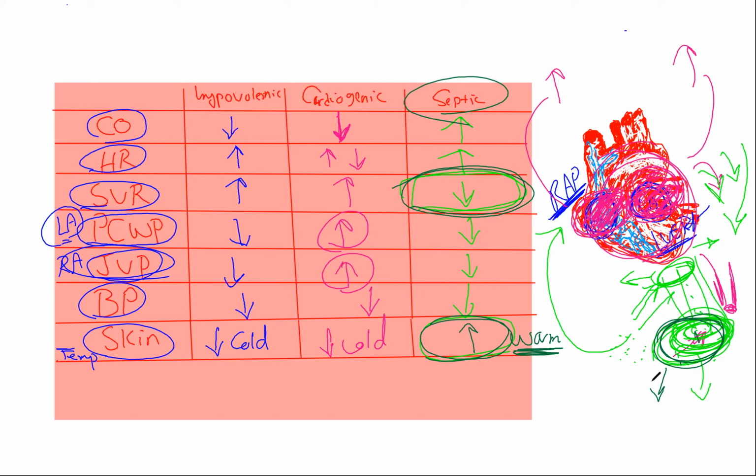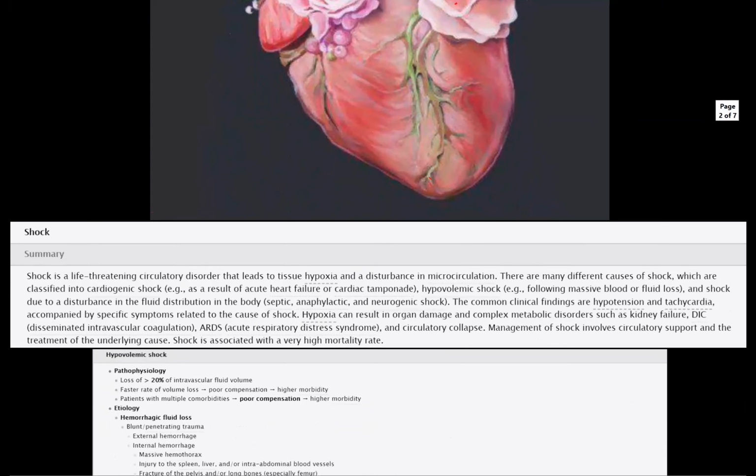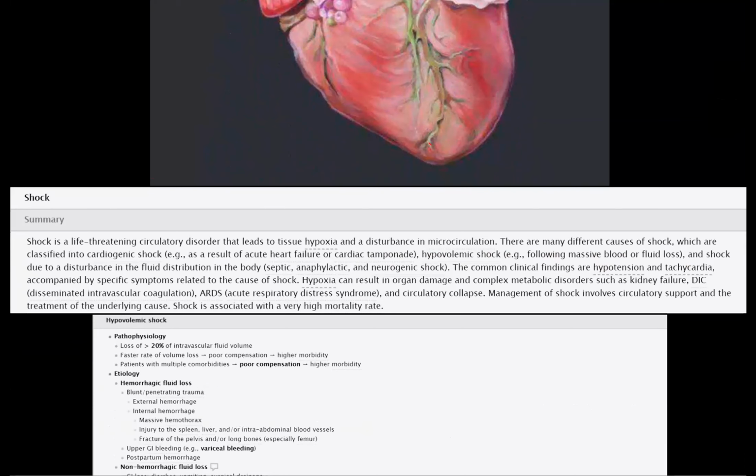Now we will go to the file to make it easier for us to know the treatment options, the diagnostics, and all of that. Here we will talk in brief about the shock definition and types of shock with their management. Okay, what is shock? Shock is a life-threatening circulatory disorder that leads to tissue hypoxia and also disturbance in the microcirculation, the microvasculature circulation.